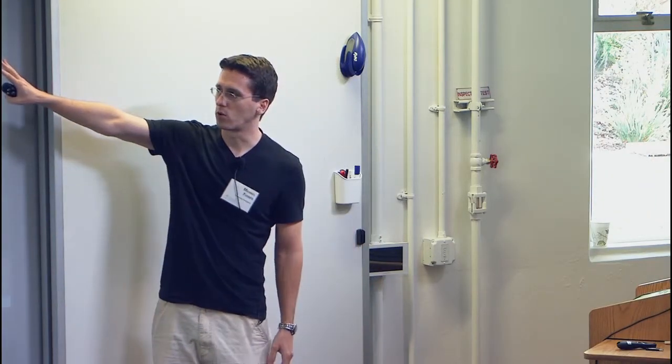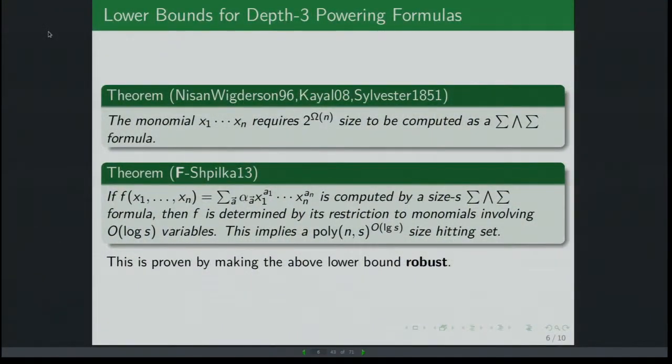And how do we actually prove it? I want to tell you about it today. It's basically by taking this lower bound and making it robust in some way, which is actually fairly easy in retrospect. Okay, so I want to tell you about this now, but to do it, I need to tell you about the lower bound. How does that go?